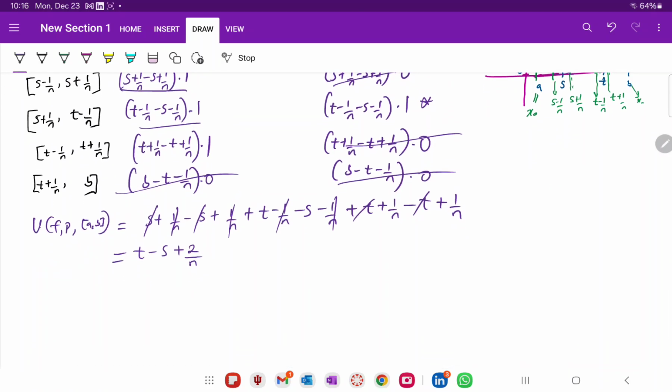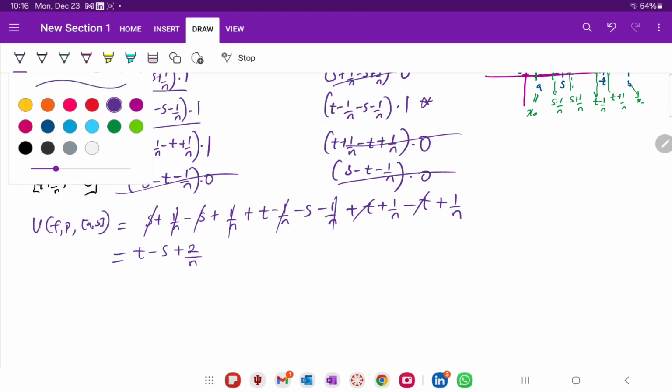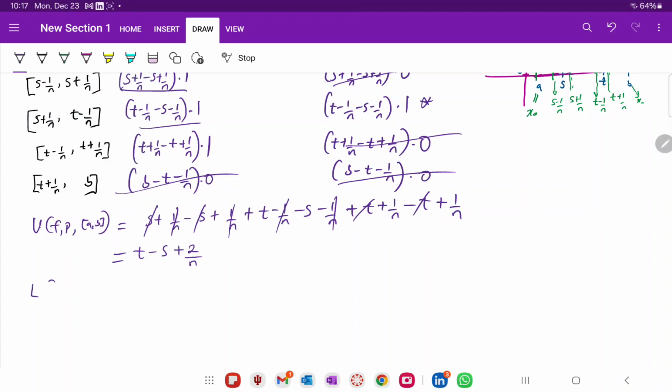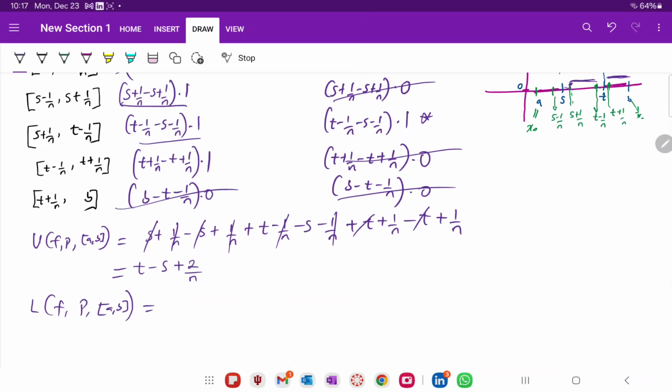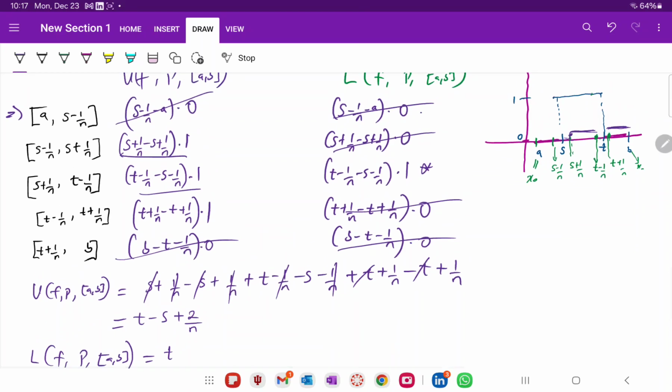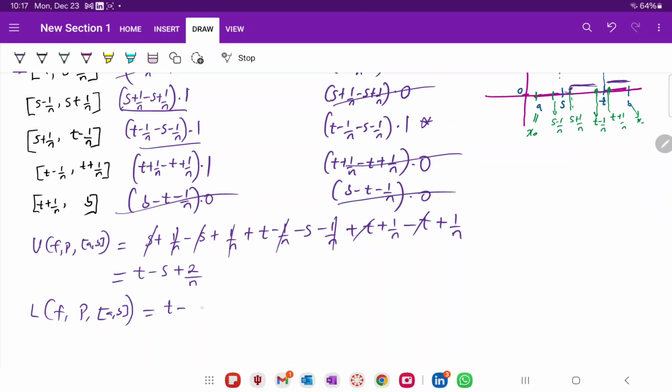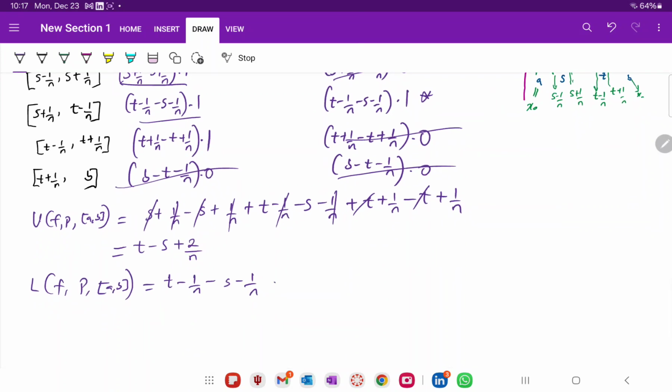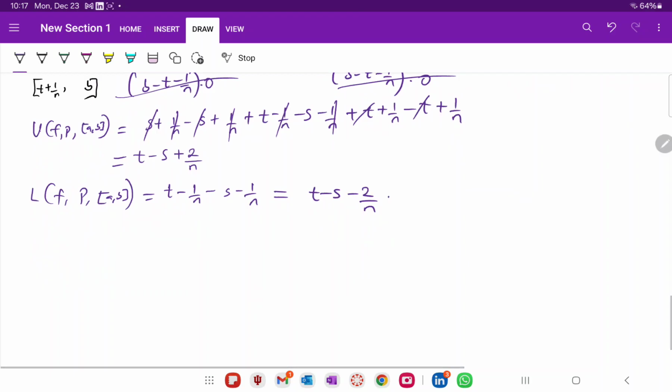So let's check the calculation for the lower Riemann sum also. We only have 1 contribution for that, and that is t minus 1 over n minus x minus 1 over n. So this also equals t minus x minus 2 over n.